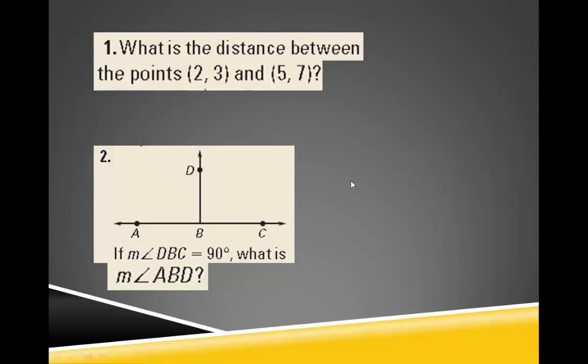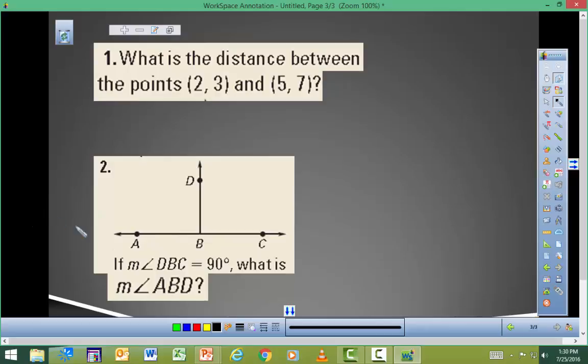Let's see, here's another little warm-up problem. If the measure of DBC is 90 degrees, oh, so this is 90 degrees over here. Okay. If that's 90 degrees, by the way, that means it's a right angle, right? Alright. What is the measure of ABD?